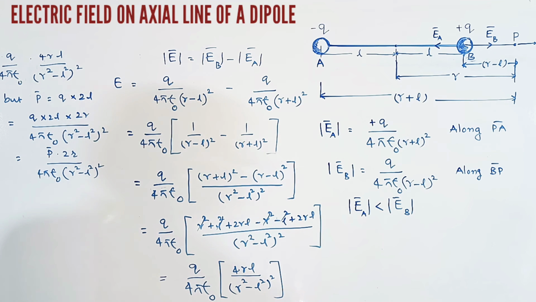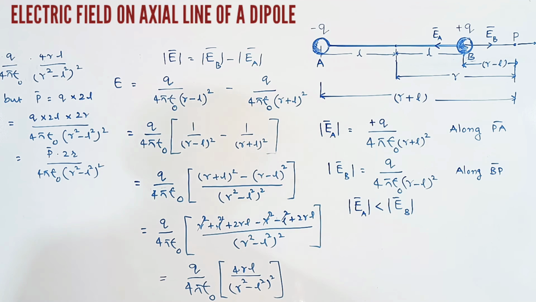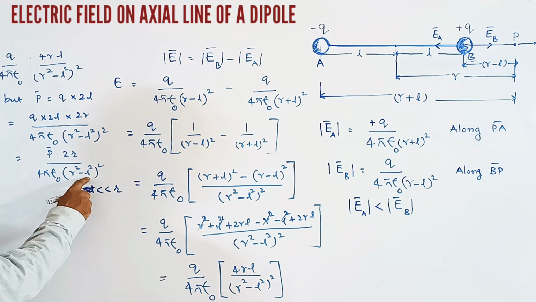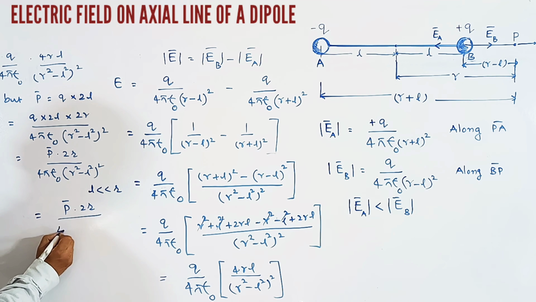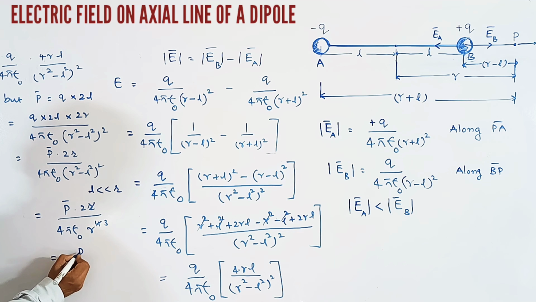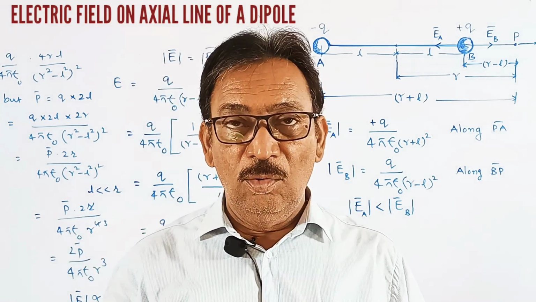Here we are making some corrections. Here for a dipole which is very small, I mean L is very much less than R, then we are neglecting the term L square in the denominator. Then what we get? It is P bar into 2R by 4 pi epsilon naught into R to the power of 4. R cancels and we get 2P bar by 4 pi epsilon naught into R cubed. Okay, students, if you write in the vector notation, you can write the magnitude of E is proportional to 1 by R cubed. It is the equation for the electric field intensity due to a dipole along the axial line.